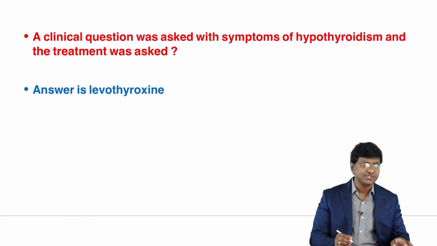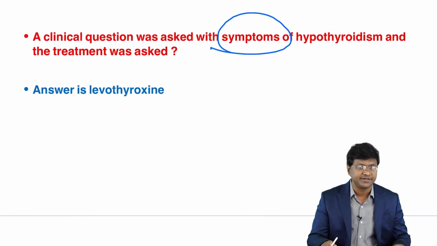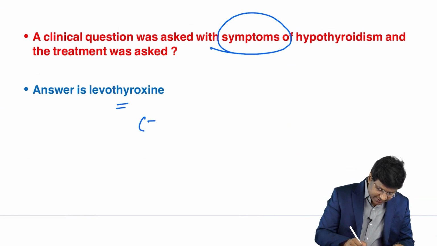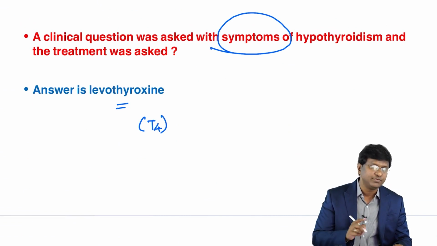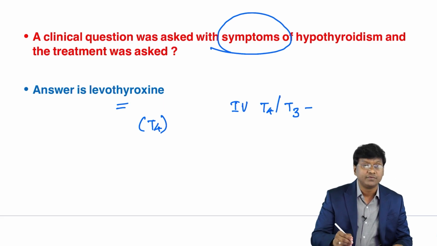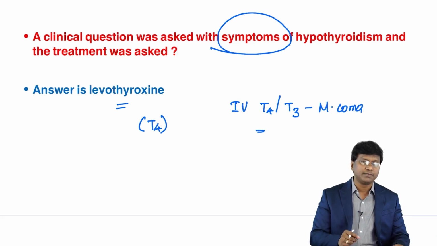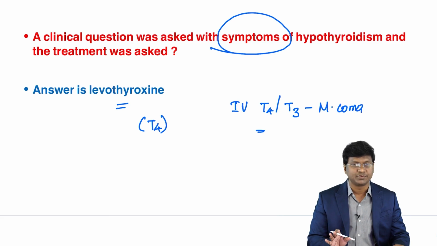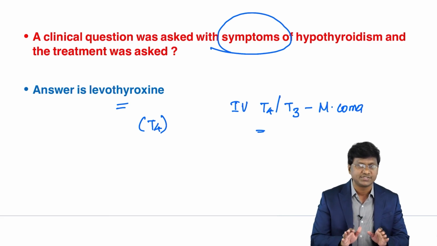And there was one question like this, and the question was showing the symptoms of hypothyroidism and what is the treatment. That will be levothyroxine, that is T4. We don't give T3, right? We give oral levothyroxine. And whereas the intravenous formulations of T4 or T3, we give in case of myxedema coma. In myxedema coma, we give intravenous formulations, whereas oral formulations we give in case of chronic hypothyroidism. So these were some of the questions related to general medicine, right?